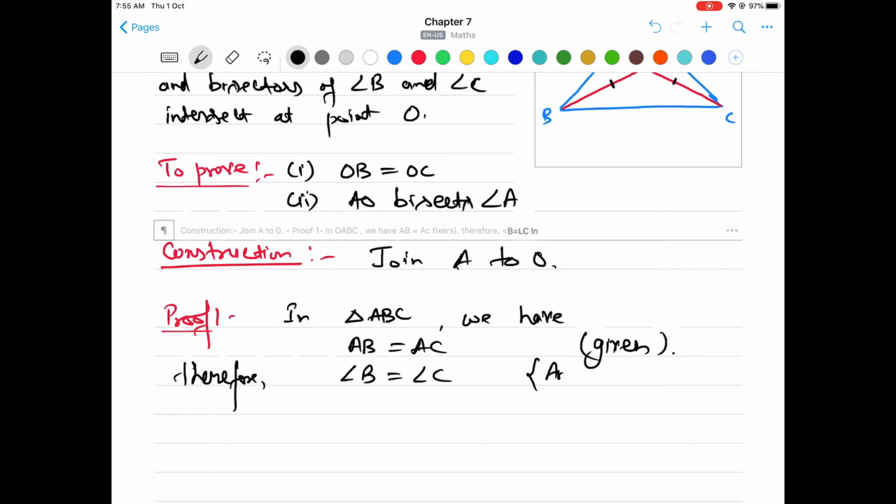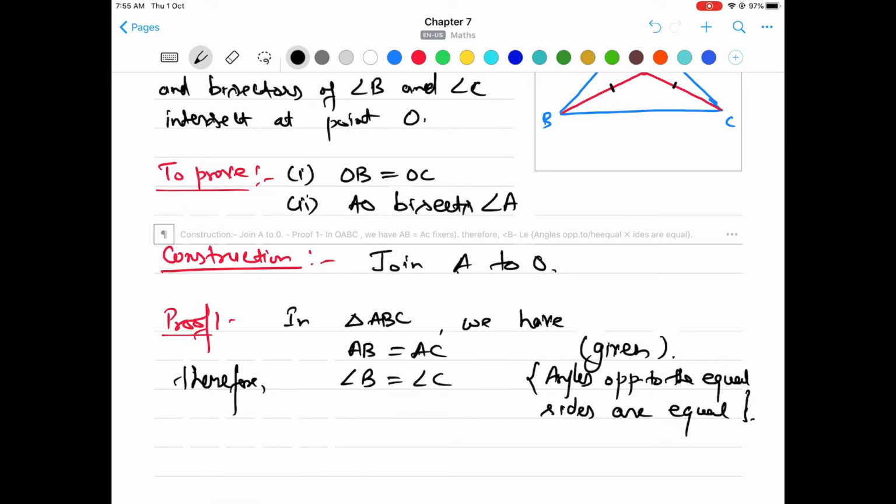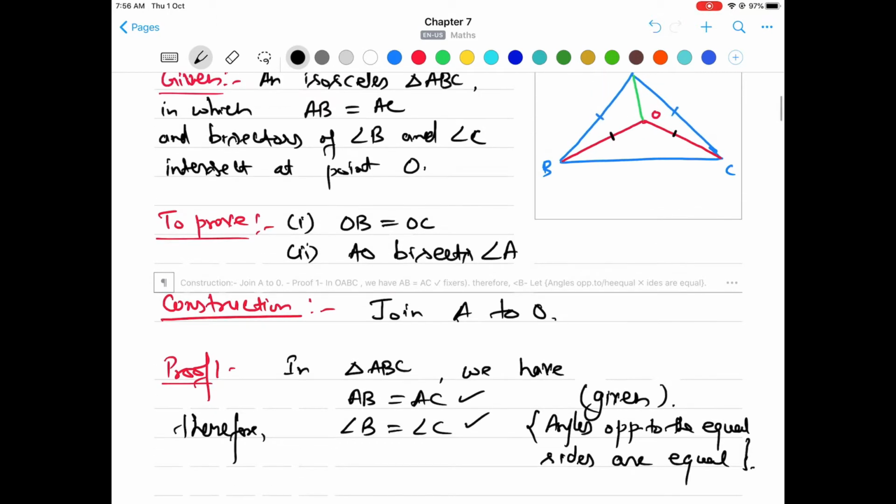So we'll write angles opposite to the equal sides are equal. Okay, so in bracket you have to write angles opposite to the equal sides are equal. So since it was given that these sides are equal, we concluded using theorem 7.2 that their opposite angles will be equal. Okay, that means these two angles, angle B and angle C, will be equal.